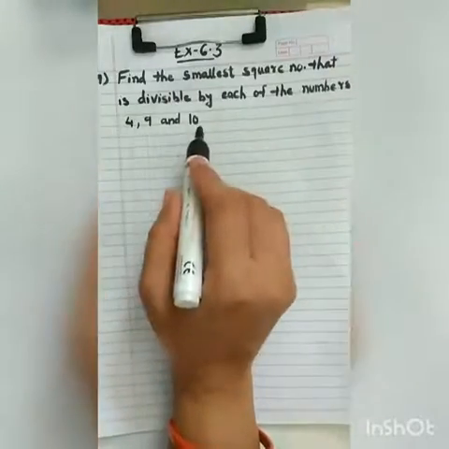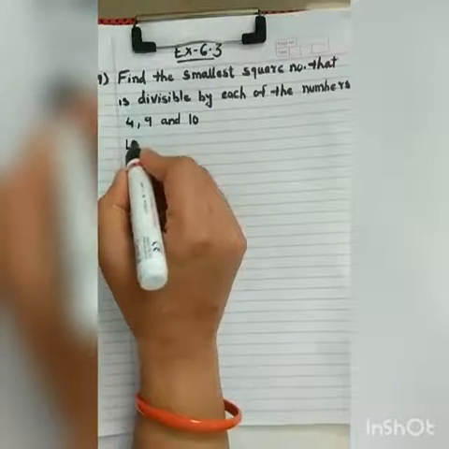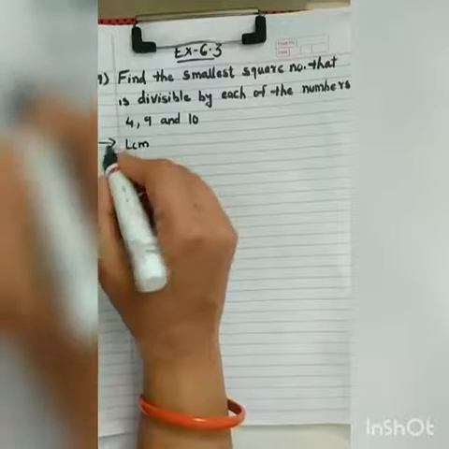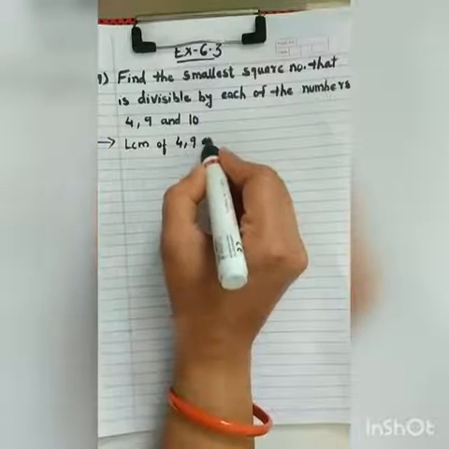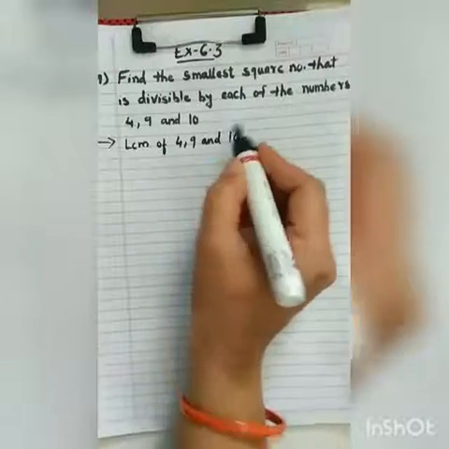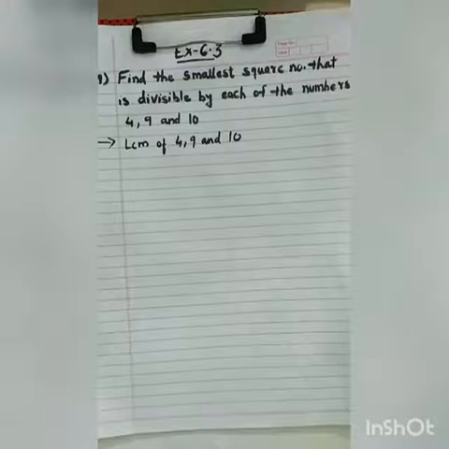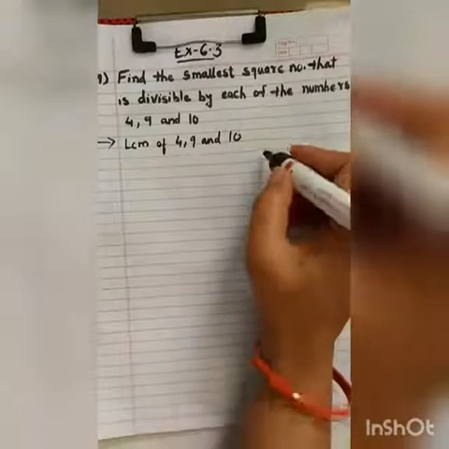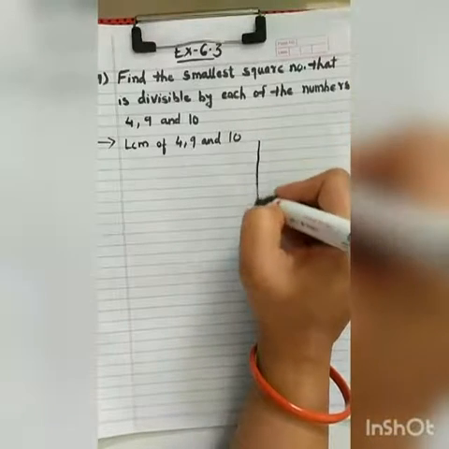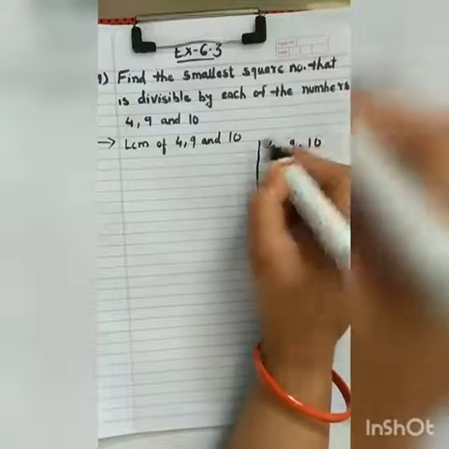In such types of sums, we first have to find the LCM of the given numbers. First step is to find the LCM of 4, 9 and 10. You know the long division method of LCM, so we can find the LCM of 4, 9 and 10 together.